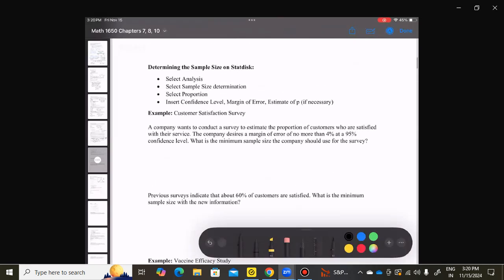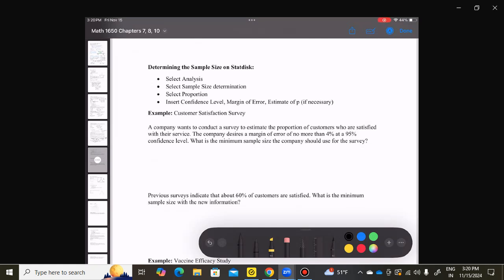I would suggest to do this more on StatDisk because your answers are going to be much closer, and chances are you won't have Pearson tell you your answer is wrong just because it's too far off, but it's really just due to rounding.